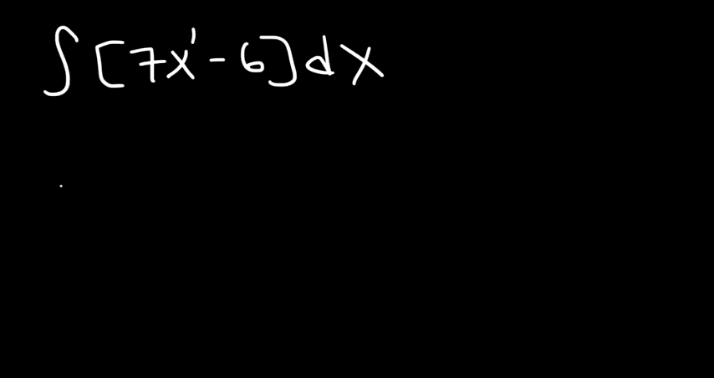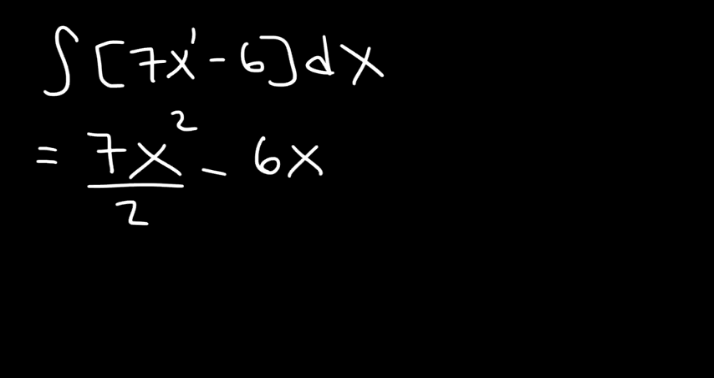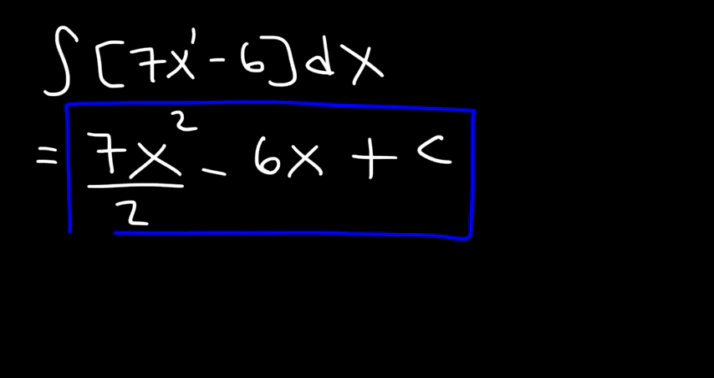Now let's find the antiderivative of a binomial. Let's say 7x minus 6. Go ahead and try that. So what you need to do is integrate each component of this expression separately. So the antiderivative of 7x is going to be 7x to the second power over 2. And for a constant, we simply need to add an x variable to it. And then let's add the constant of integration. And so this is the answer.